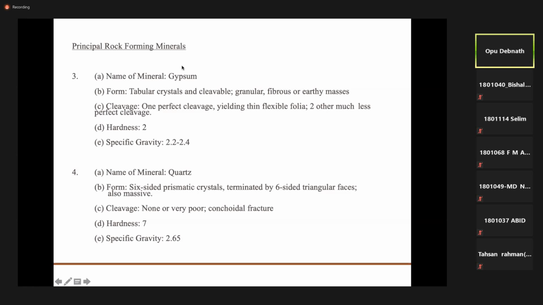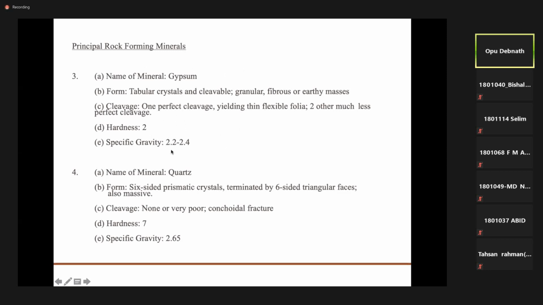That means microscopic images, or other natural images if available. Those will be found on Google. Suppose you want to write a note about gypsum, just simply search on Google, and you will find many articles corresponding to these rock forming minerals.